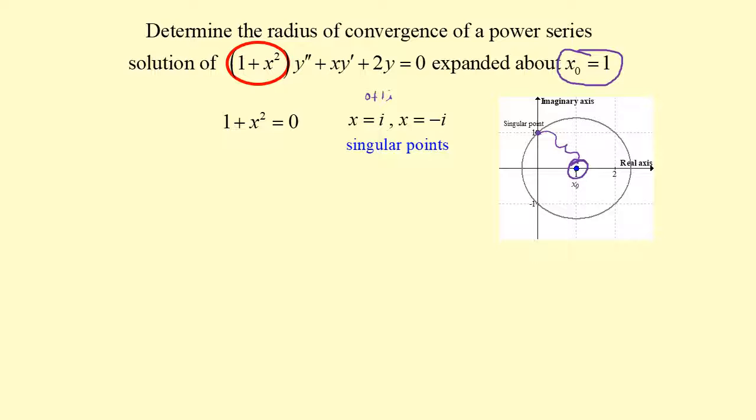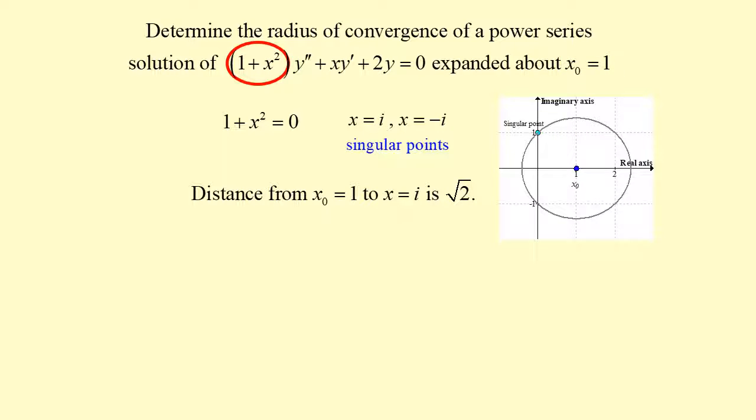Well, we can find that distance using the Pythagorean theorem. This is a right triangle. This is a 1. This is a 1. So that distance would be the square root of 2. Now likewise, the point -i would be here. We want to know the distance from the center to the point x equals -i. We can use the Pythagorean theorem again, and we still get the square root of 2 as the distance.